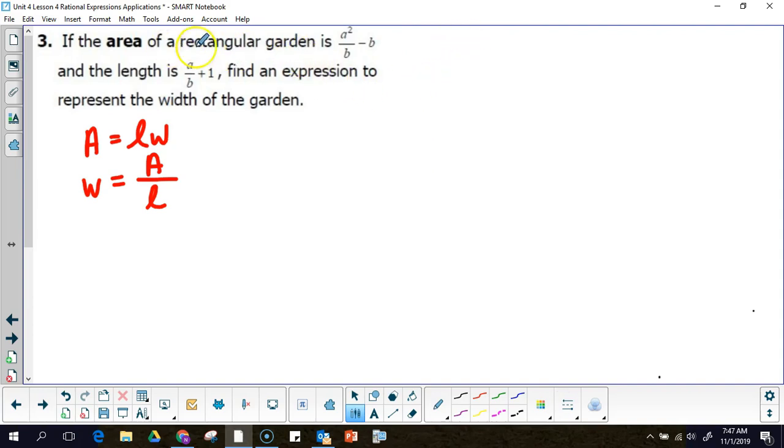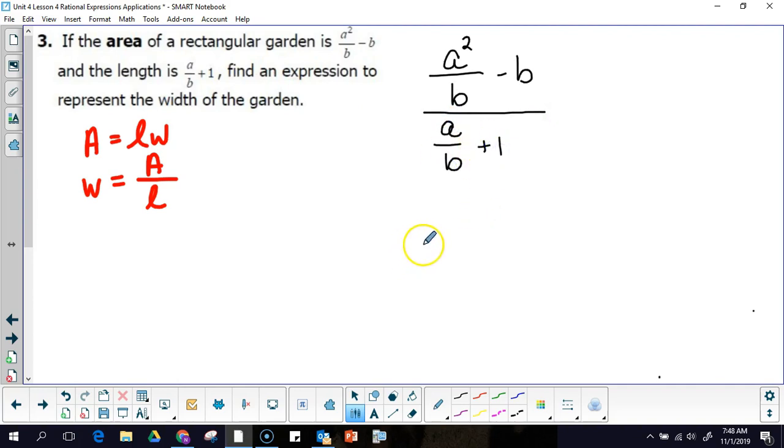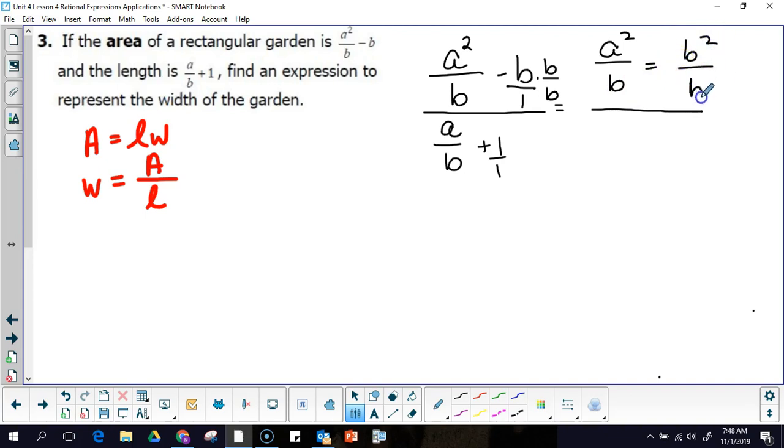So let's do that. The area is the numerator, and that's going to be divided by A over B plus 1. Okay, so let's figure out what each of these expressions is. I multiply this times B over B. And so then I've got a squared over b minus b squared over b.